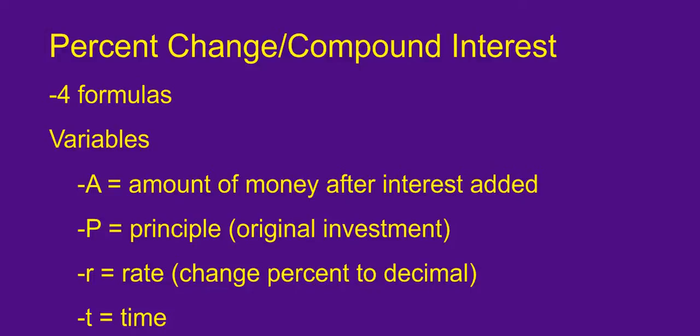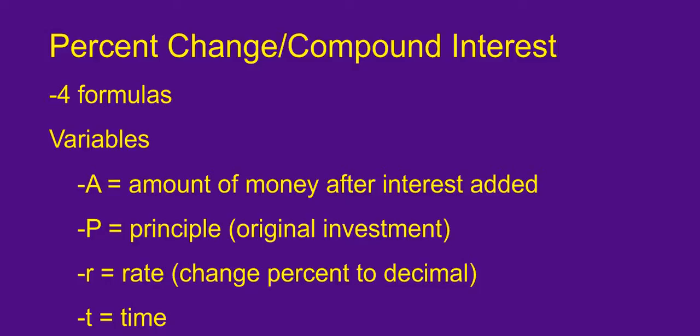So there are four variables we're going to start with here that you need to understand. The first one is going to be A. A is the amount of money that you will have after the interest is added. So in other words, after you do the calculation, how much money do you have? That's going to be the answer to most of our problems. P is the principal investment. So that's the original amount of money invested, or if we're talking about percent change, you may be looking at a situation like population growth, where P might be the original population and A would be the amount that remains of people after the percent change.